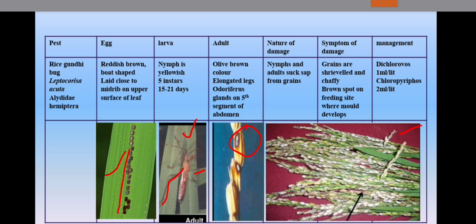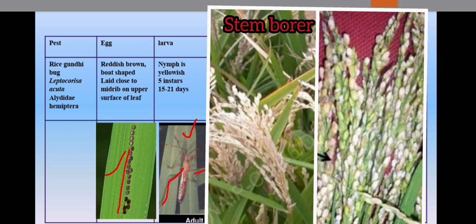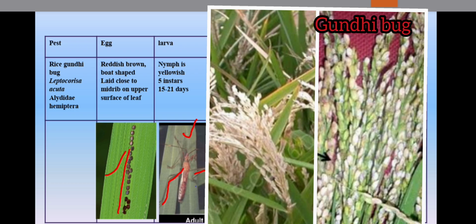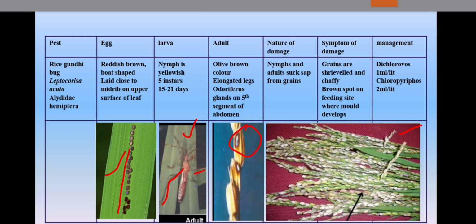And so you can compare this symptom with the rice stem borer, where the entire panicle has become chaffy due to stem borer attack, but here only a few grains on which the bug has fed have become chaffy, and the remaining grains are filled. Here you can see some green color grains which are filled, and this white color are chaffy. Management: spraying of dichlorvos 1 ml per liter or chlorpyrifos 2 ml per liter can manage this pest.